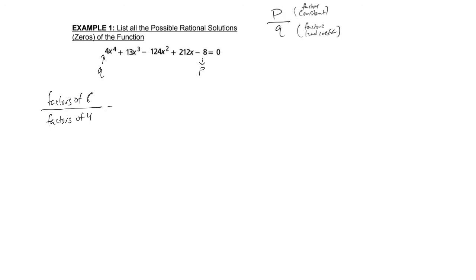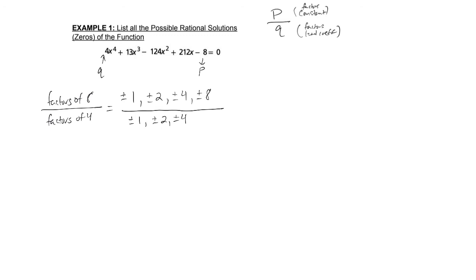Okay, so the factors of 8 are plus or minus 1, because 1 times 8, or negative 1 times negative 8, plus or minus 2, because 2 times 4, or 2 times negative 4, and then plus or minus 4, and then plus or minus 8. So 1, 2, 4, and 8 go into 8. And we need both terms, so it's always going to be the plus or minus. Factors of 4: 1 goes into 4, 2 goes into 4, and 4 goes into 4.